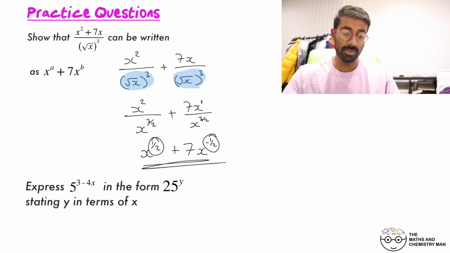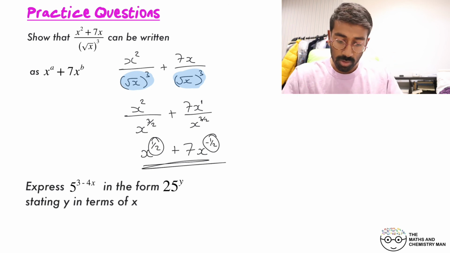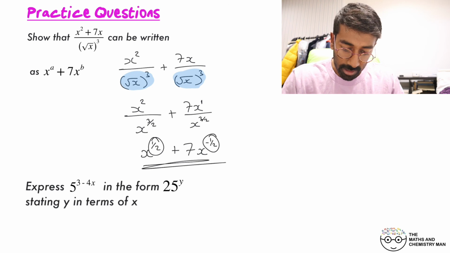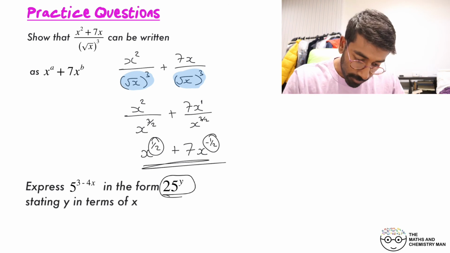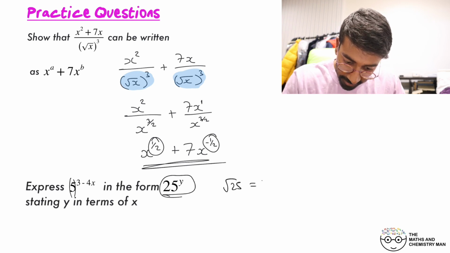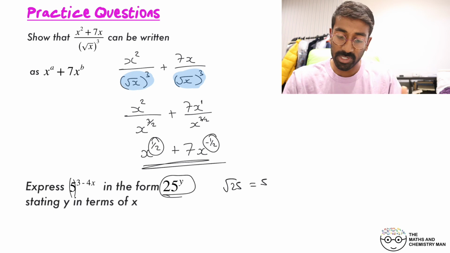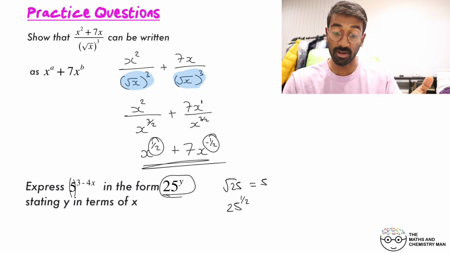And now for the last one there, we've got to express 5 to the power of 3 minus 4x in this form here, 25 to the power of y. So like we saw earlier, what we'll need to do is find something that we can do with this 25 to make it equivalent to 5. So what we know is that the square root of 25 is equal to 5. Now if we express that as a power, we can say that's 25 to the half, right? So 25 to the half is 5.